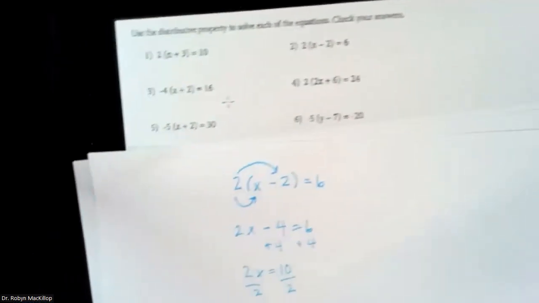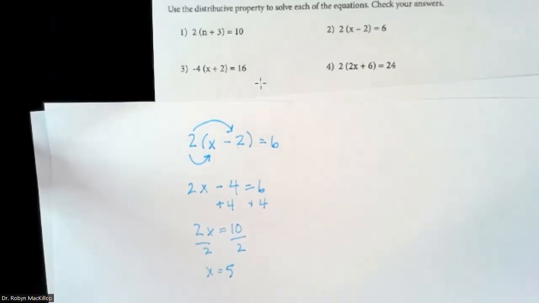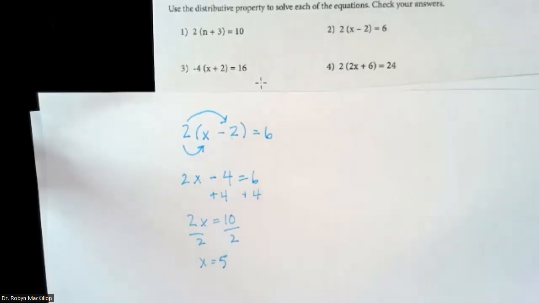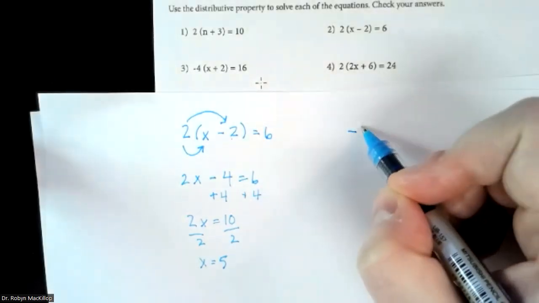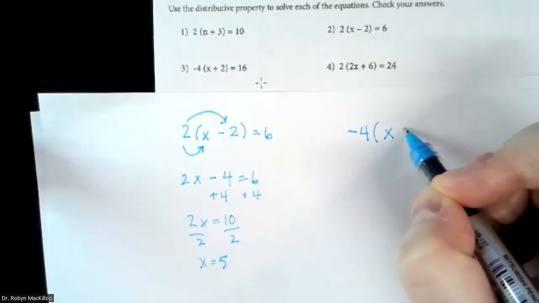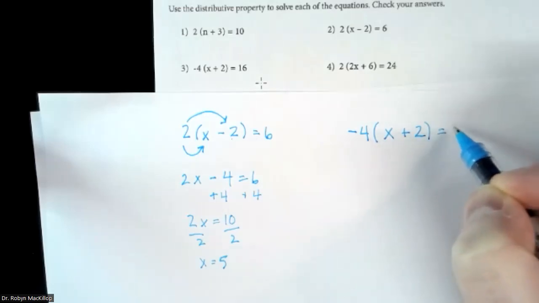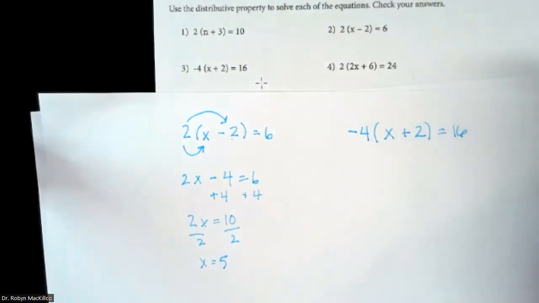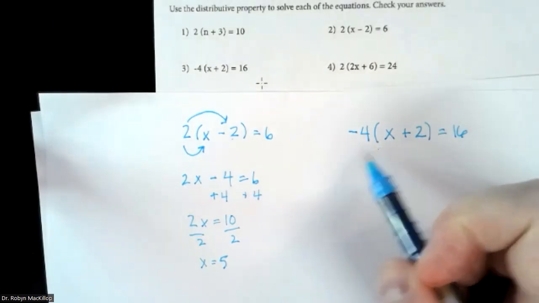Let's do, is there another easy one? Let's do number 3, and then we'll do a little, where they get a little more complicated. So we've got -4 times x plus 2 equals 16. So we're going to start with the -4 times the x.